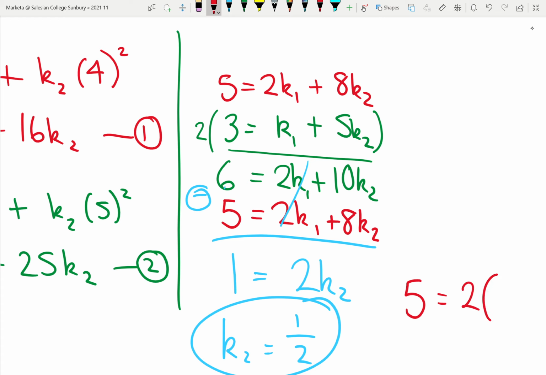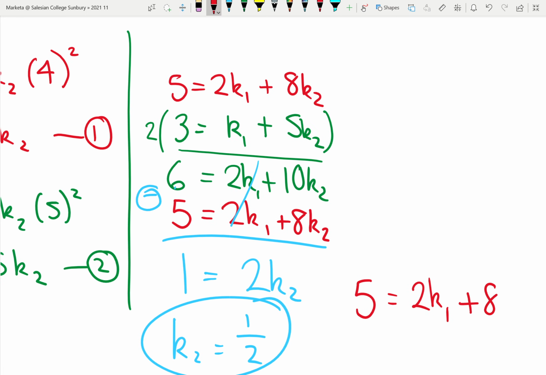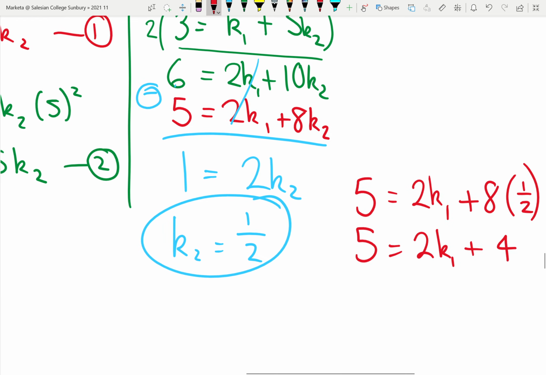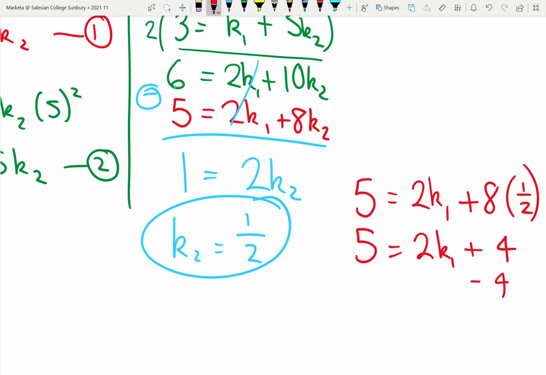2, actually K1, whoops, K1 plus 8, K2 is half. So that gives me 5 equals 2K1 plus 4. And that means that I'm going to minus 4 on both sides. That gives me 1 equals 2K1.